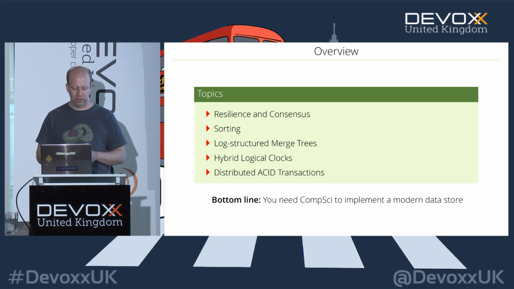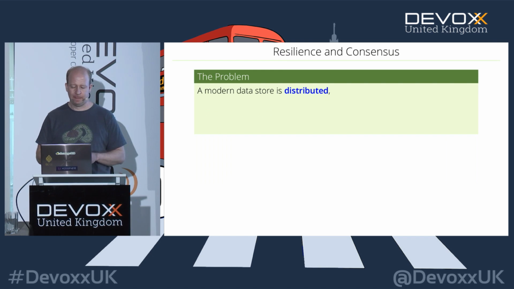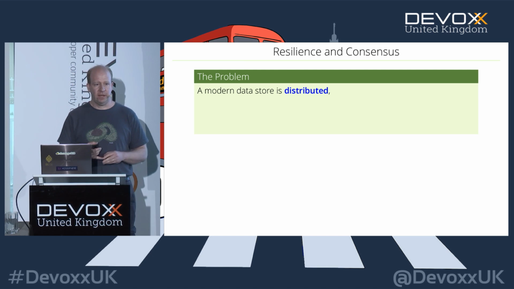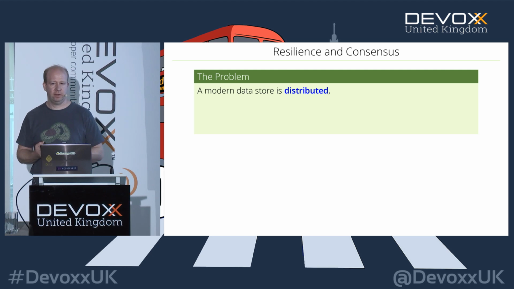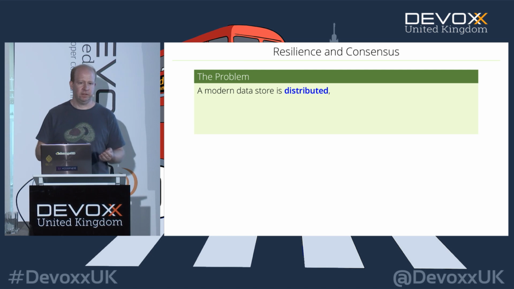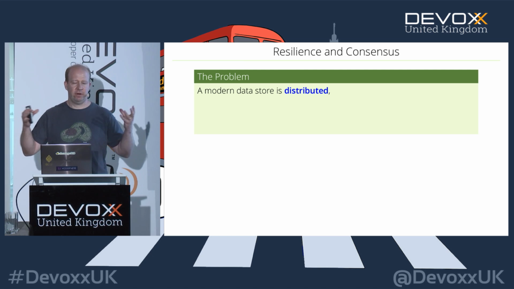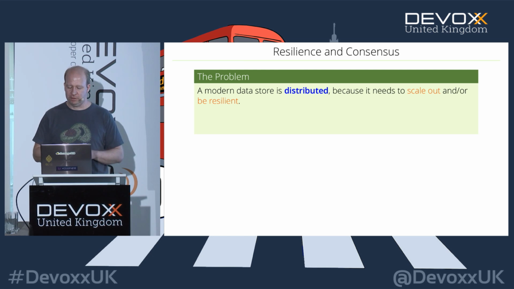Right, so let's start with one of them. Essentially, the bottom line of this is to come up with a good implementation for a modern data store. What you have to do is use modern computer science. These days, data stores are distributed. I think the time of a very, very large database on a very, very large computer, and that's it, is basically over because of various reasons.